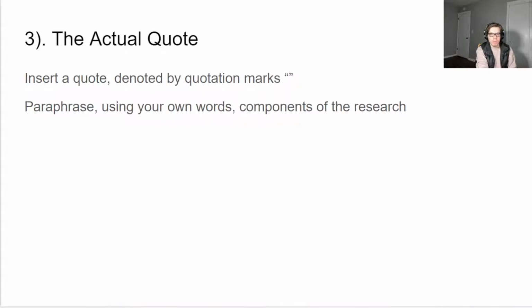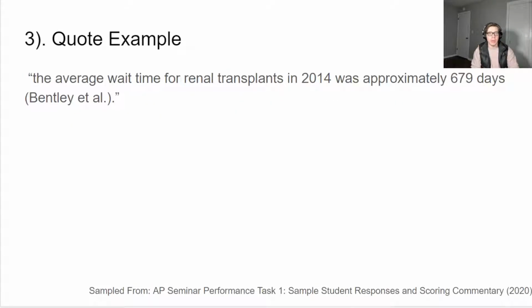It's a non-negotiable. After you have that, you actually put in your quote there. It's that easy. You don't have to do too much with it. You just throw your quote down. Quotes are always denoted by the quotation marks, and then they always have an in-text citation in parentheses at the end of that sentence. And then you want to make sure that if you are choosing to paraphrase, you're using your own words and you're paraphrasing the components of the research. So if you don't want to use a quote, you don't have to. You can paraphrase. Just make sure that you're using your own words for that one.